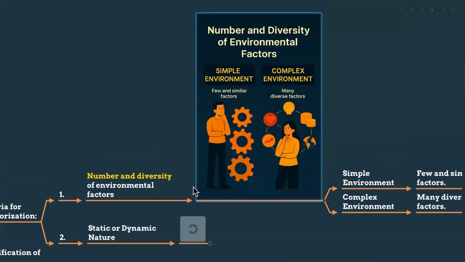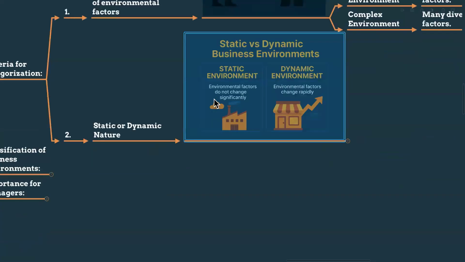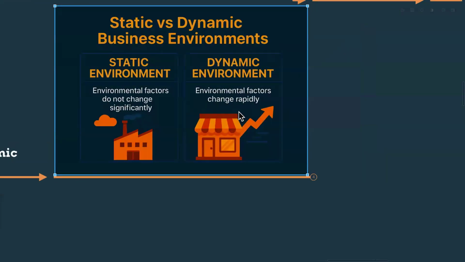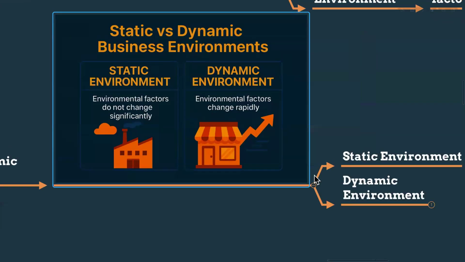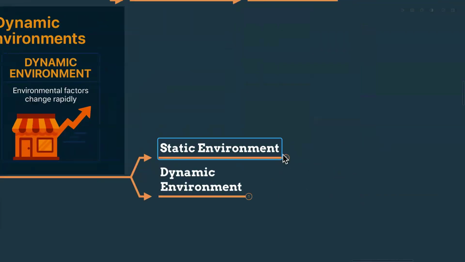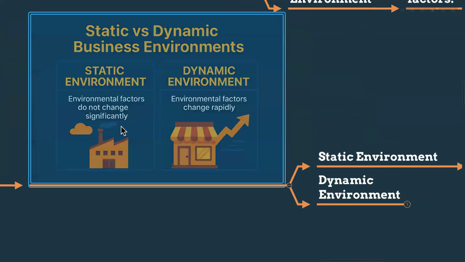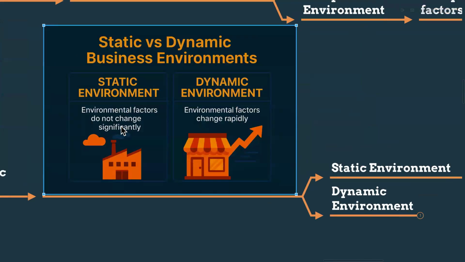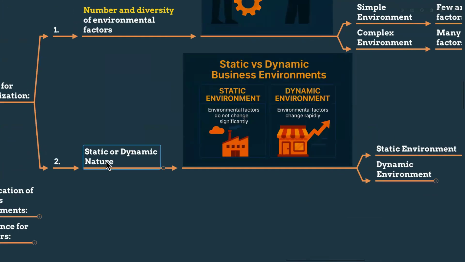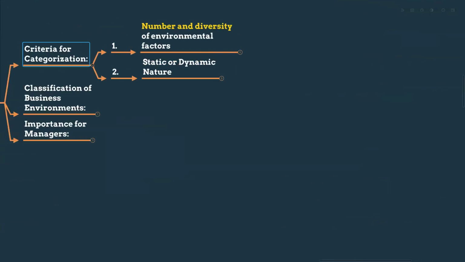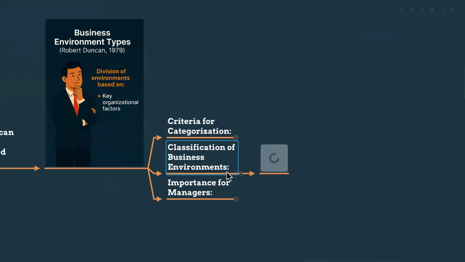And static or dynamic environment. A static environment means the environmental factors do not change significantly. A dynamic environment means the environmental factors change very rapidly, quickly, right? So simply, as I mentioned, traditional products like rice, that is a static environment. Things don't change much. But the dynamic environment, as I mentioned, fashion, technology, that is a dynamic environment. So simply, this is a concept you don't need to worry much about because these are not going to be tested much.